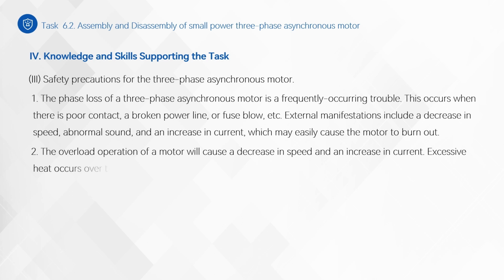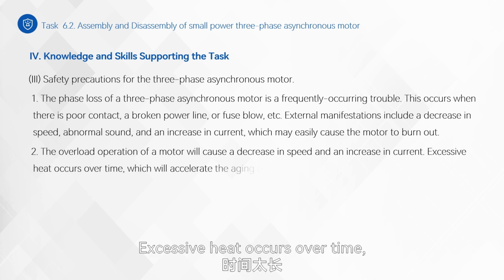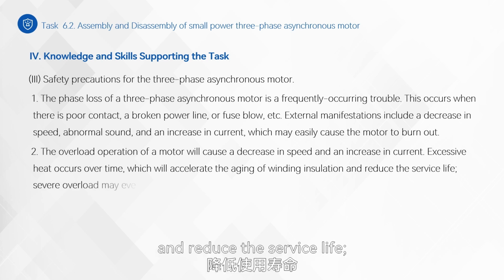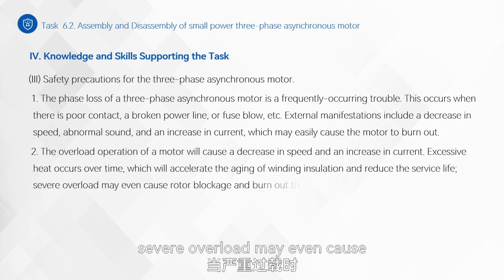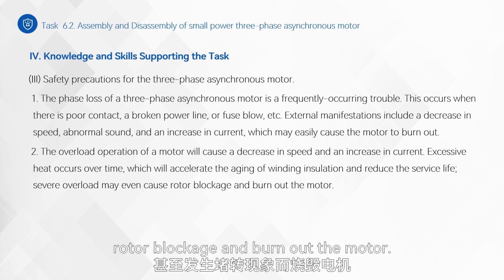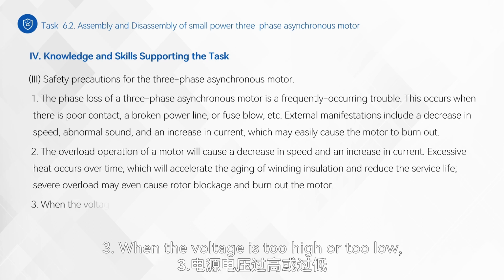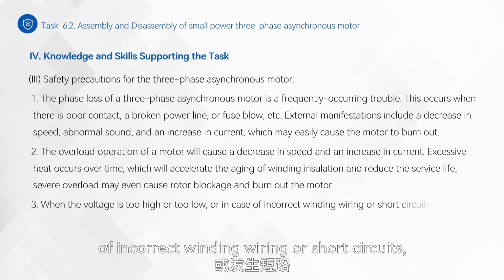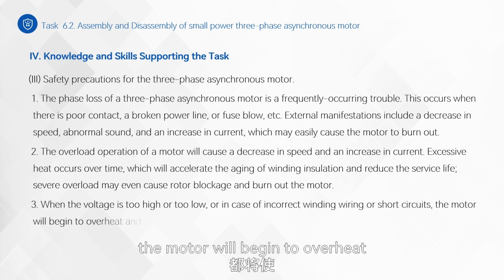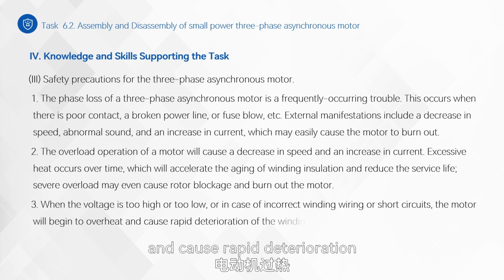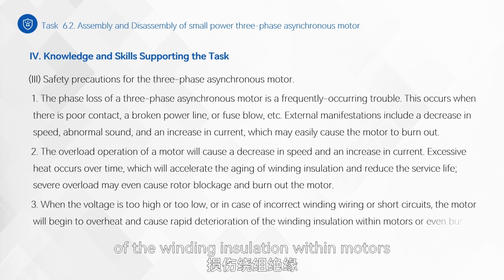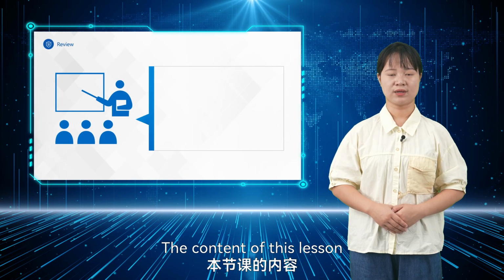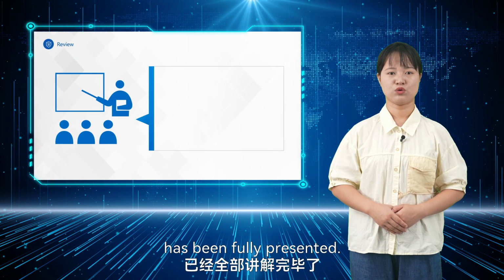Excessive heat occurs over time, which will accelerate the aging of winding insulation and reduce the service life. Severe overload may even cause rotor blockage and burn out the motor. 3. When the voltage is too high or too low, or in case of incorrect winding wiring or short circuits, the motor will overheat and cause rapid deterioration of the winding insulation within motors or even burn out the motor. The content of this lesson has been fully presented.